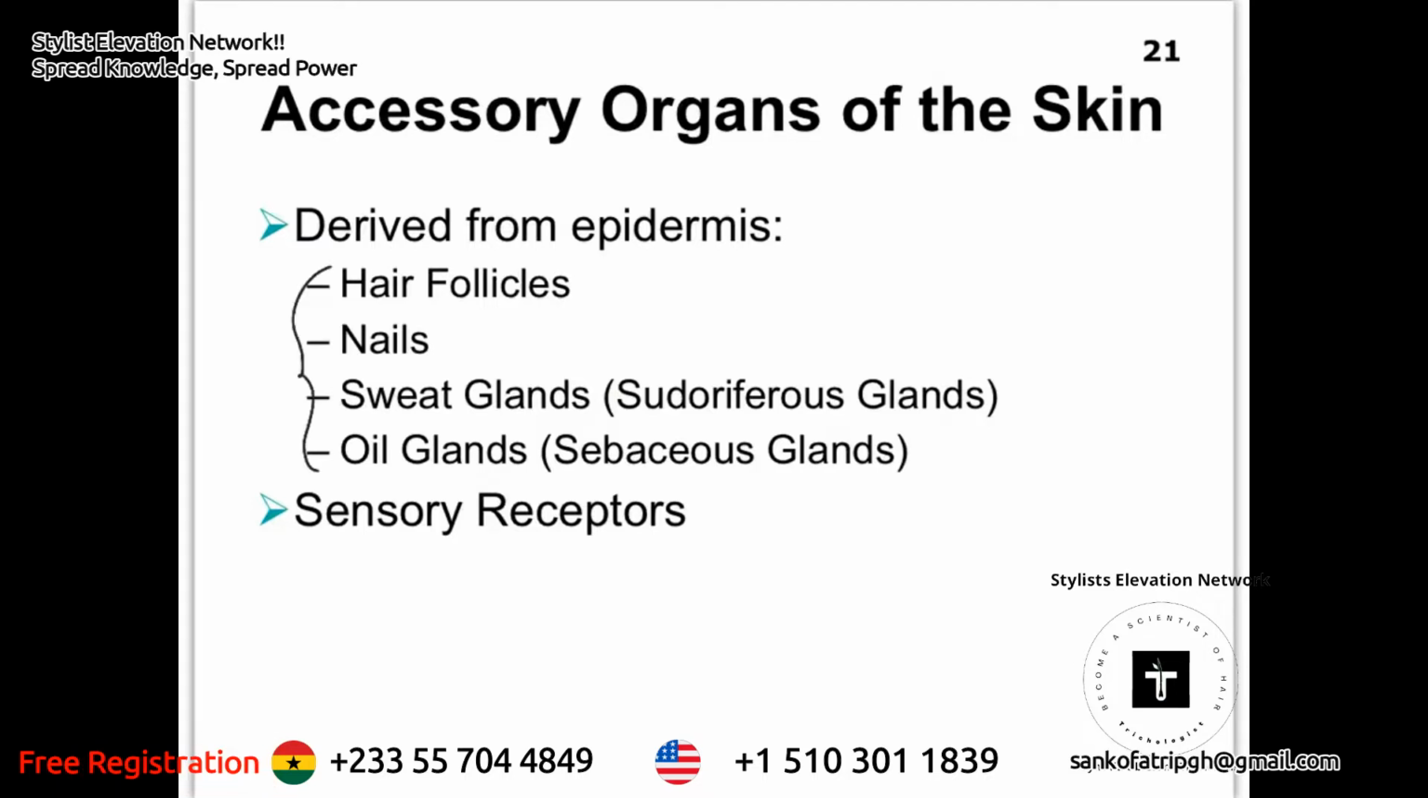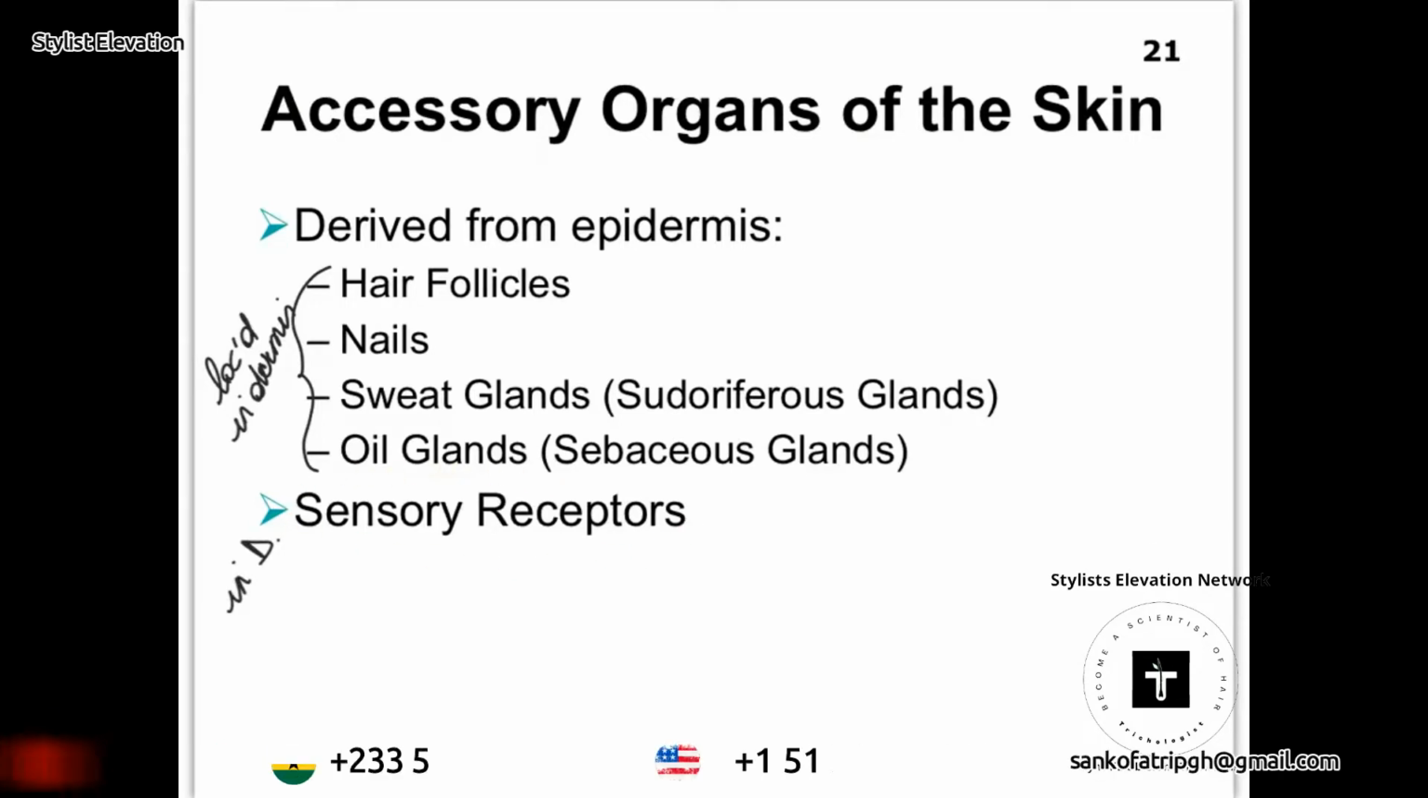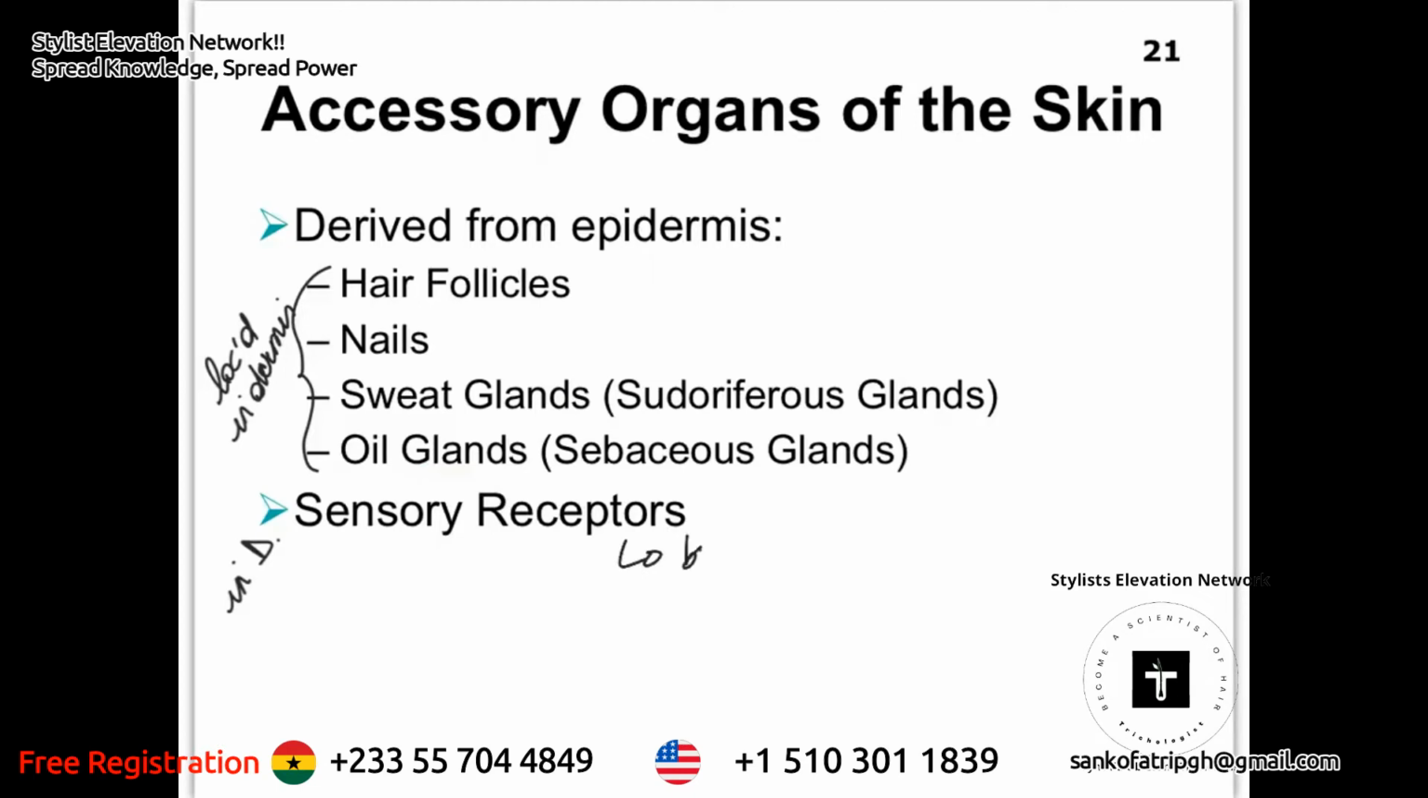These are all derived embryologically from the epidermis, and they're mostly located in the dermis. So on pictures, on slides, you'll see that they are located mostly in the dermis. Now also in the dermis, we find sensory receptors, but of course they belong to our nervous system. So they're not truly part of the integumentary system, but they're present there.